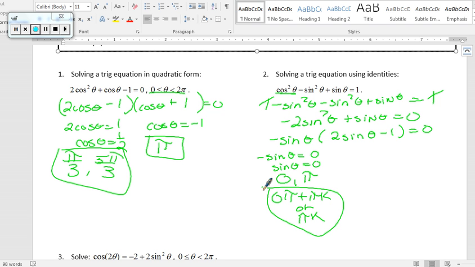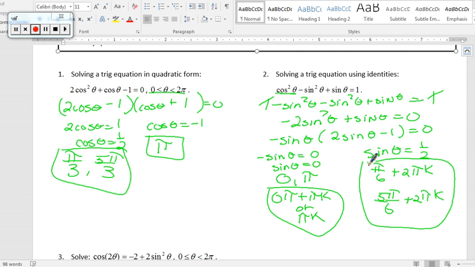For the second part here, sine theta is going to be equal to 1/2. So I want to know, where is sine theta equal to 1/2? That is at pi over 6 and also 5 pi over 6. They are not a half circle apart or a quarter, so we will have to just add the 2 pi k onto both of these, and there are your solutions for number 2.